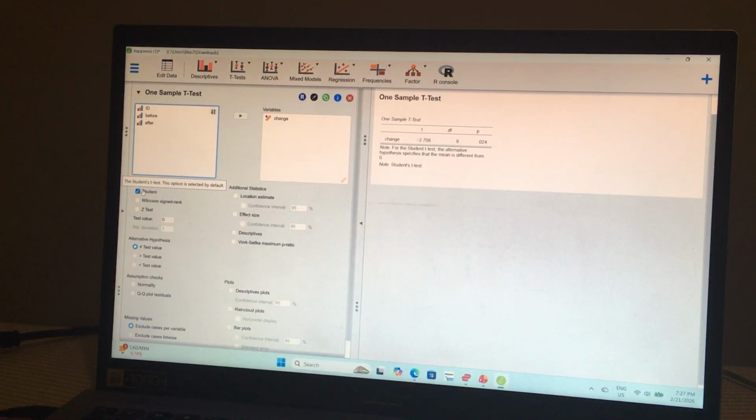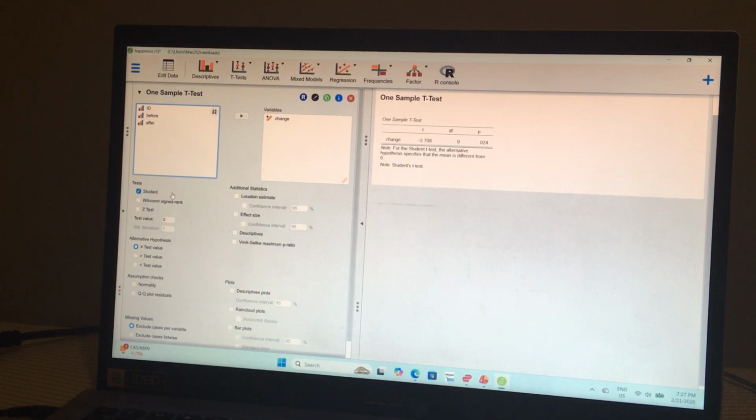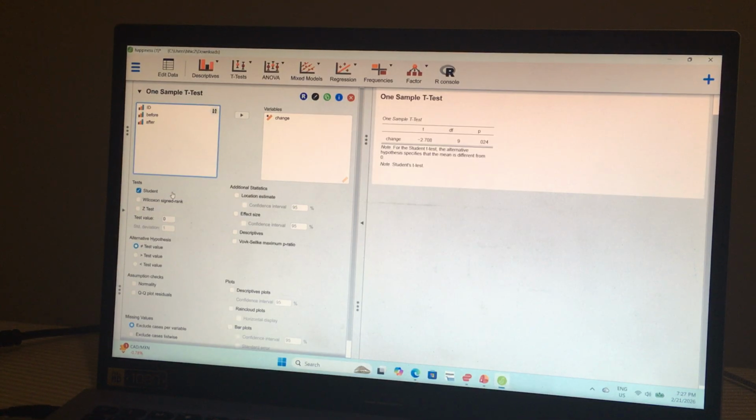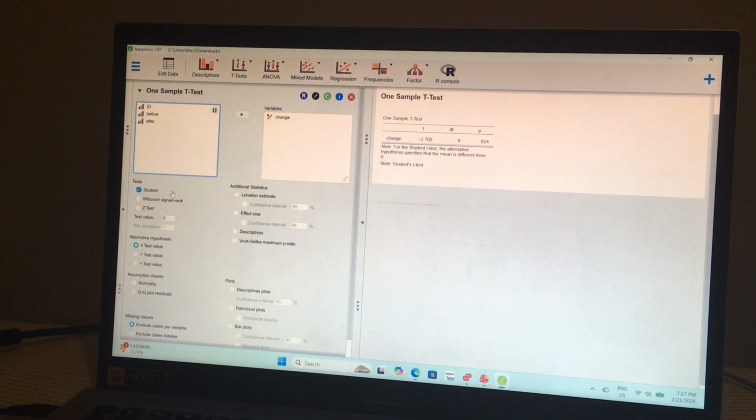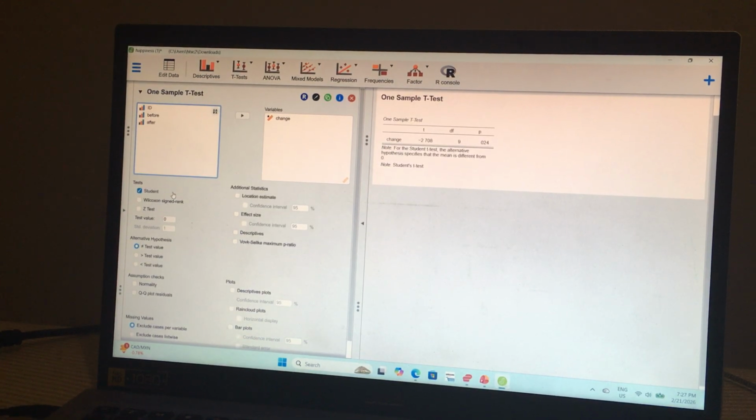And we can see the default is the student test, but we're going to uncheck the student test and we're going to check the Wilcoxon-Signed rank test this time. But if we want to compare those just for fun, we could keep them both checked.